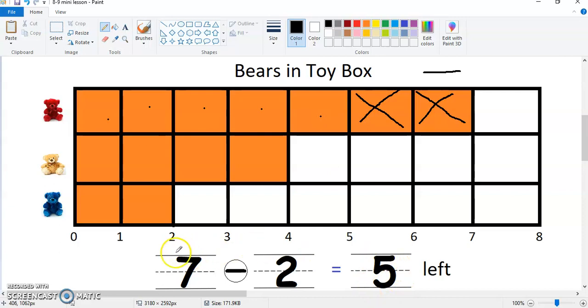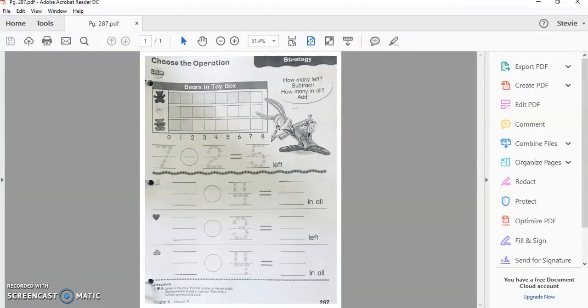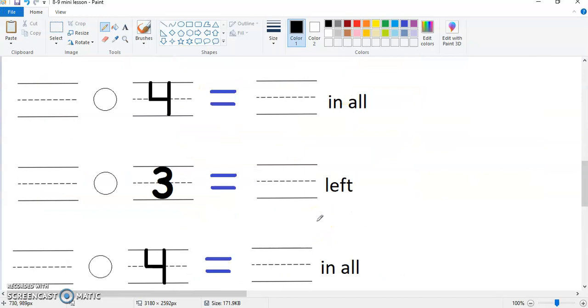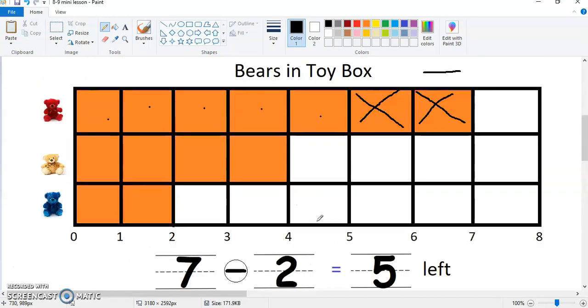So here we see we started with 7 red bears in the toy box. We took away, that means minus, 2 red bears. That equals 5 left over. Okay, now we are looking at the duck row here. So you look at the duck row too, please.